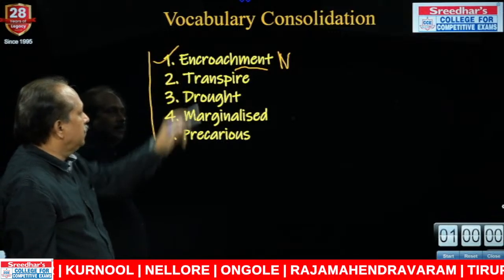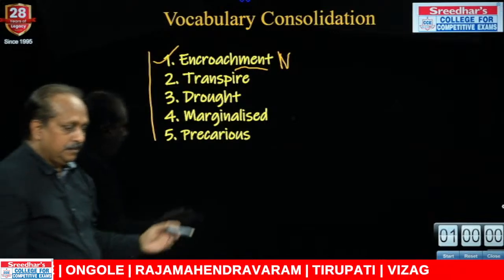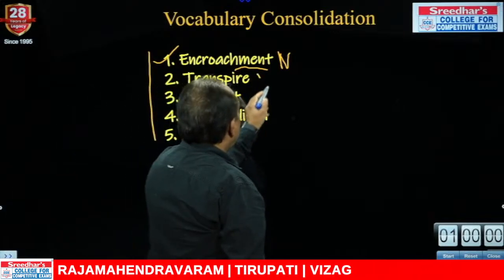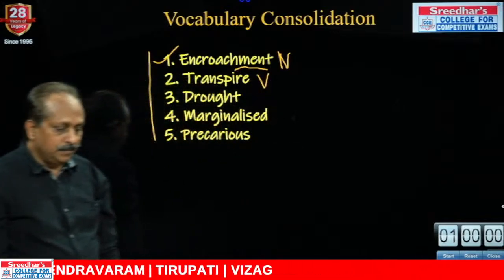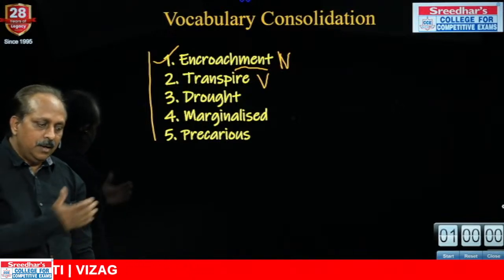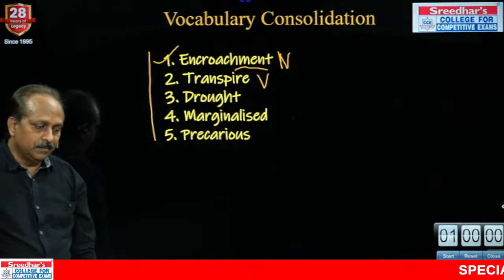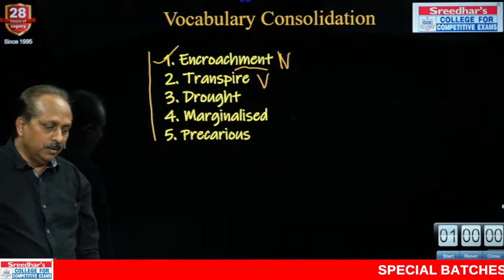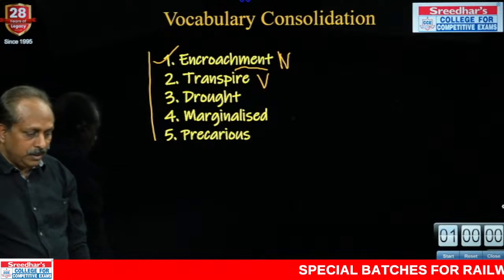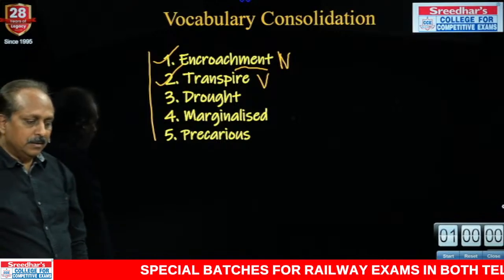Transpire, what is the part of speech? Transpire, verb. It has many meanings. One goes with plants, transpiration. But in the context of the editorial, what does it mean? Go on. Very good. Who is this? Durga. I appreciate that. Happen. Go on.